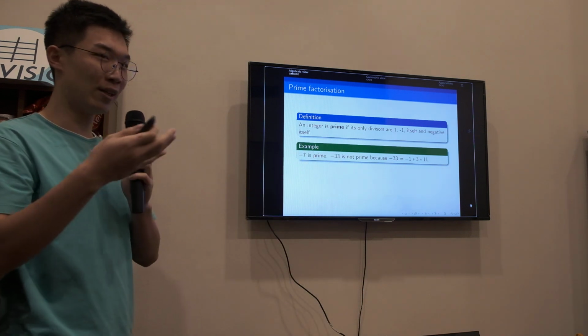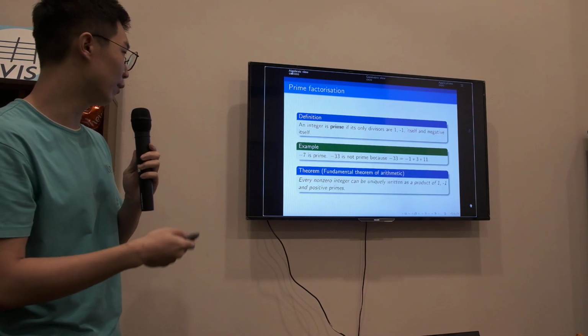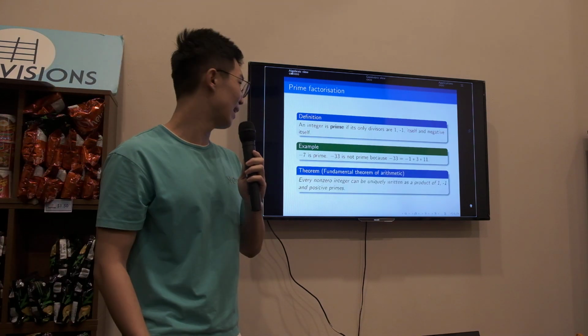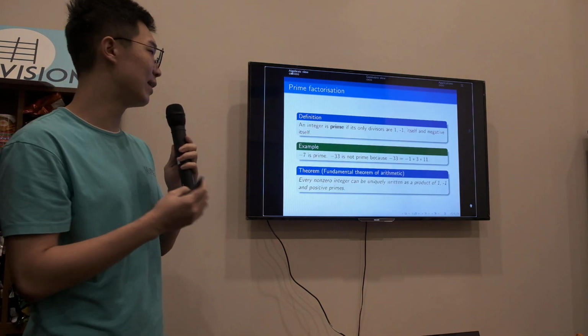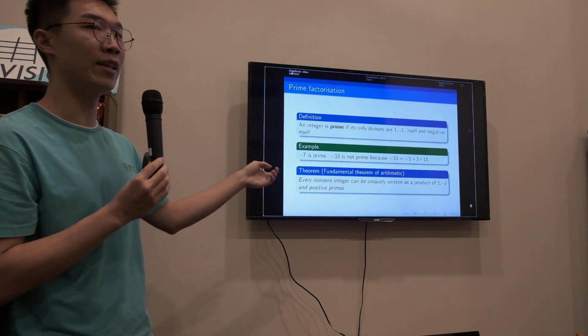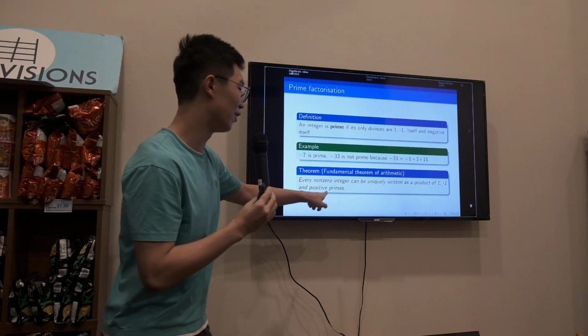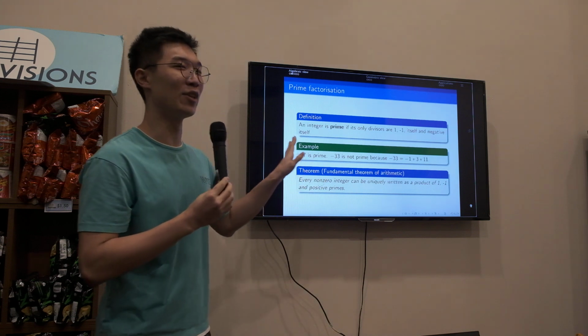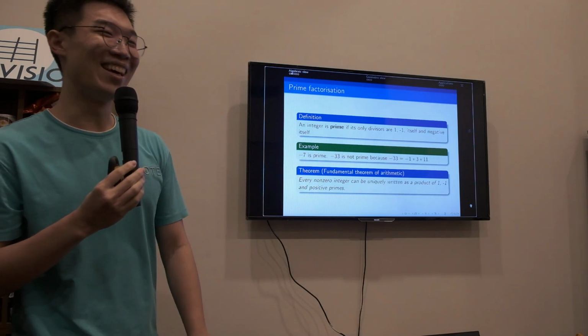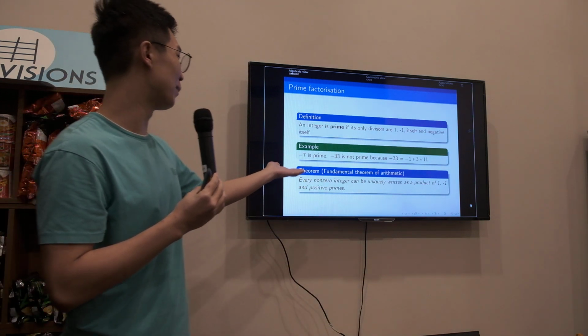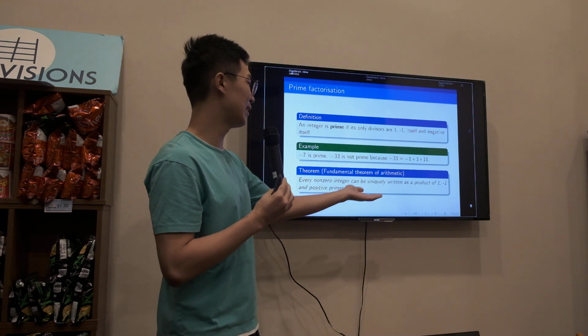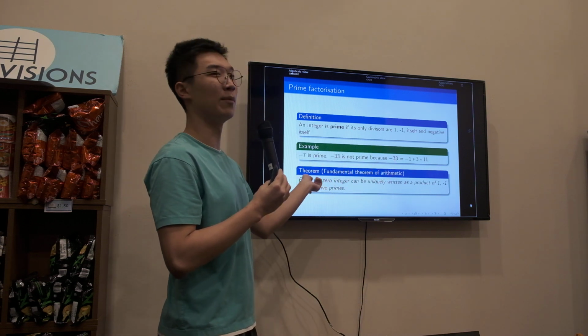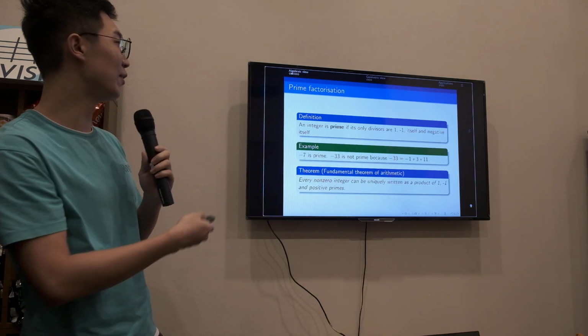And we know that for prime numbers, there is a theorem called the fundamental theorem of arithmetic, which says that every non-zero integer can be uniquely written as a product of 1 or negative 1, and positive primes. And the positive here is important because it'll show up later. So how do you do this? Well, if it's a positive number, just decompose it. If it's a negative number, take the negative 1 out and then decompose it, right? So this is the theorem.